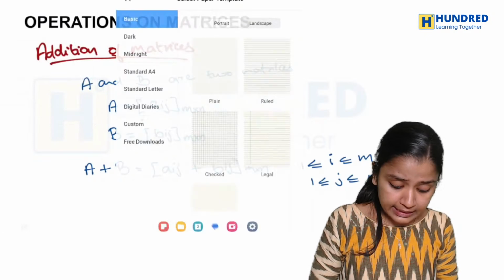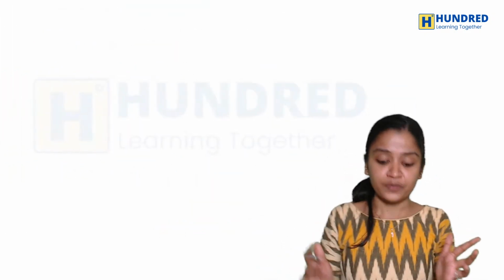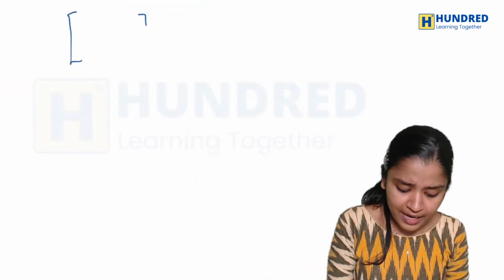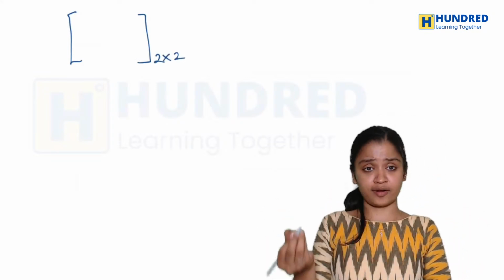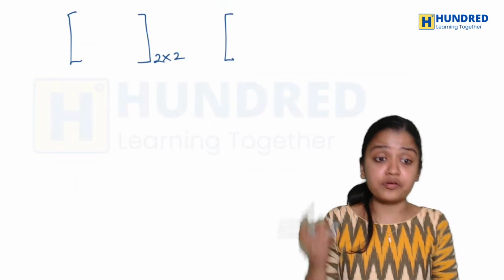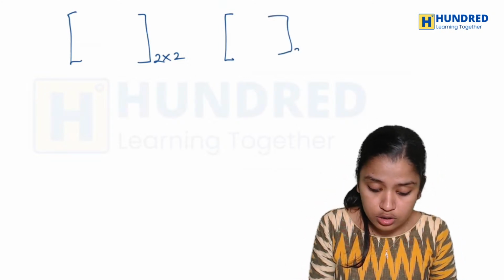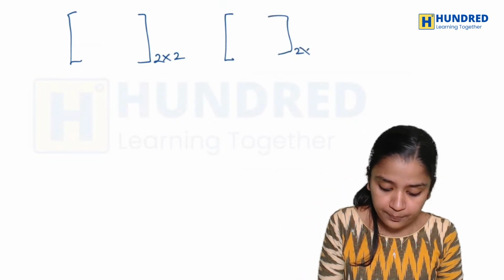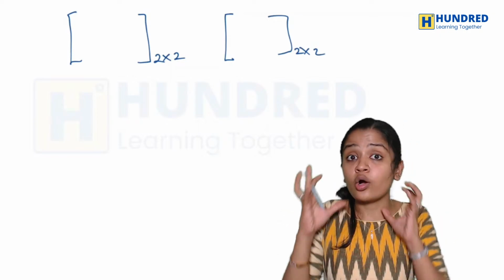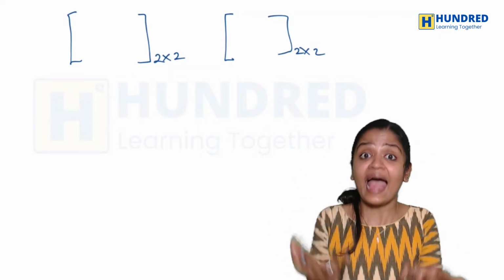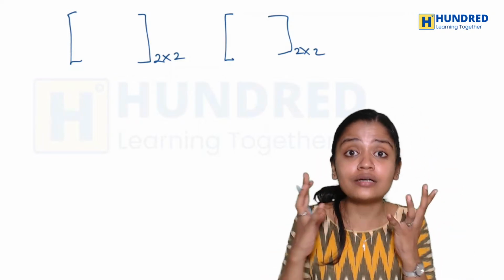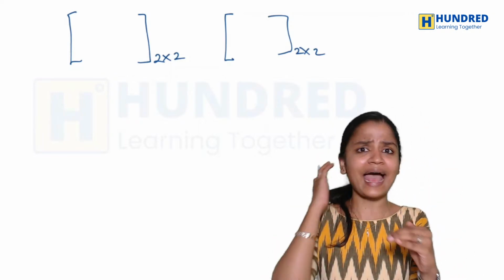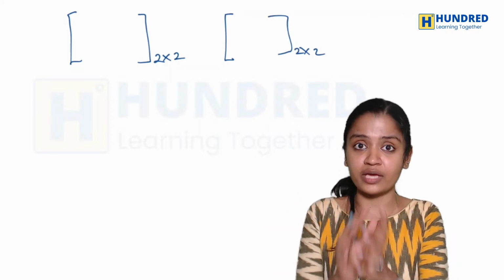Let's quickly go to the representation of a matrix. Here you have a 2 cross 2 matrix. Again, one more matrix you have, which is also 2 cross 2. I already told you that in order to add two matrices, you should have the same order, that is, the number of rows and the number of columns should be the same.